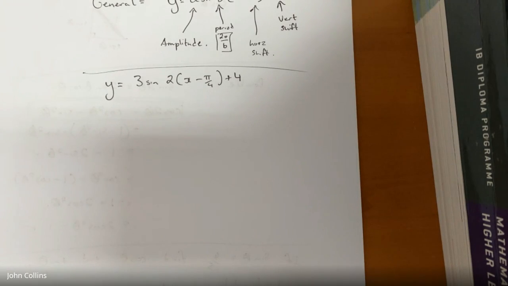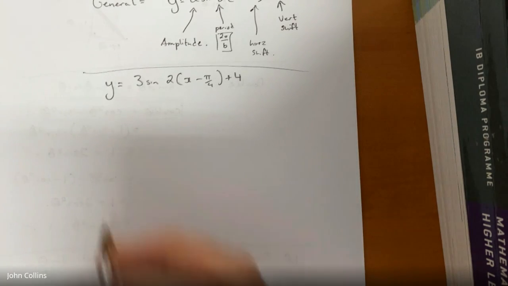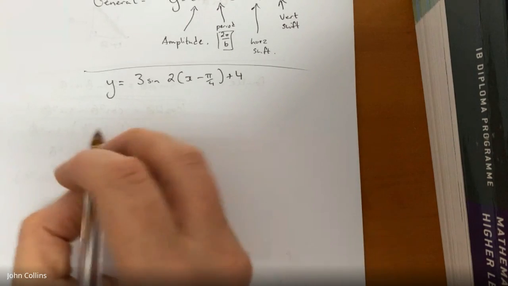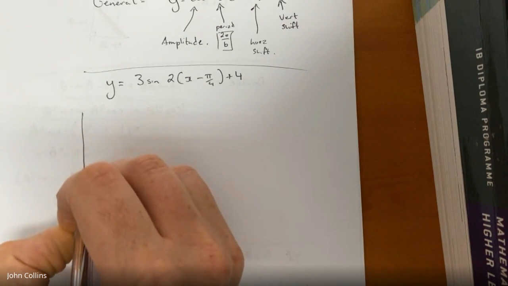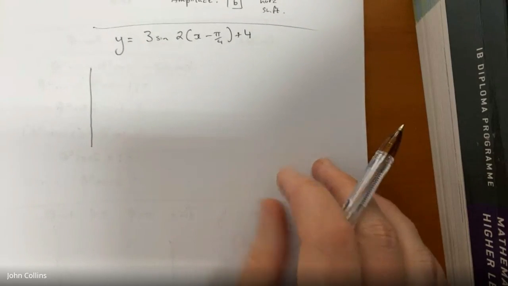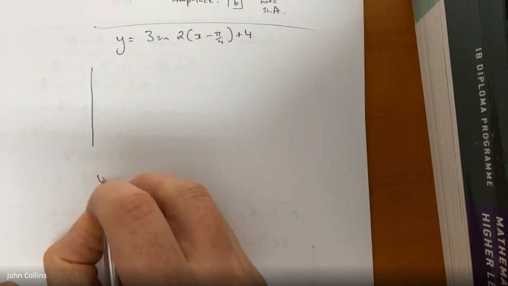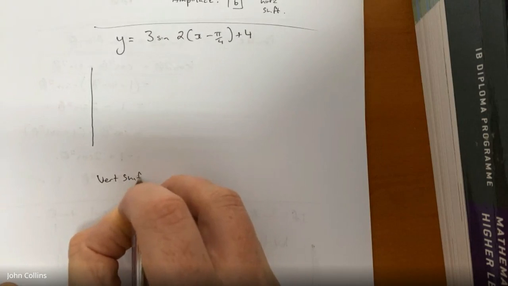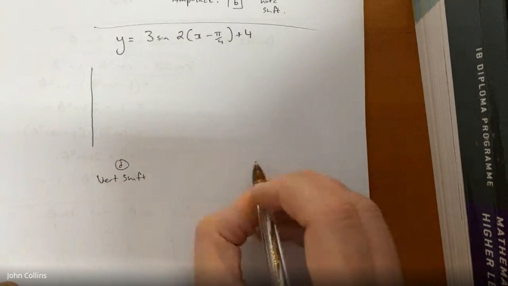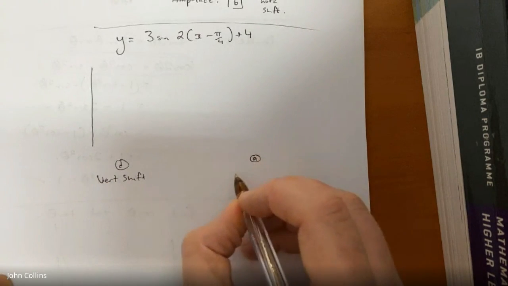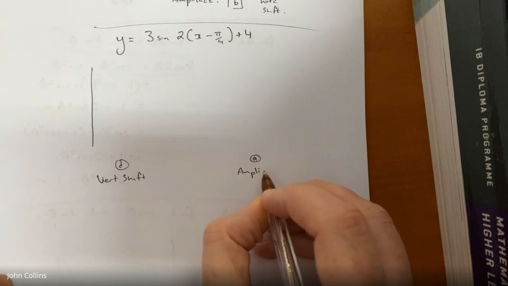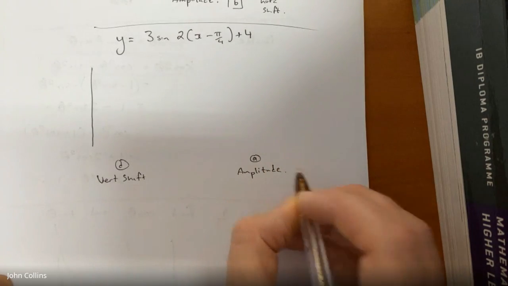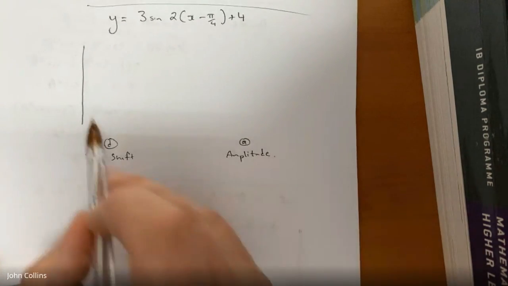I'd start with my boundaries. You can do it like you're doing, but if you just want to watch me do it, that's fine. First, I mightn't even draw my x and y axis. First thing, I would look at the vertical shift, which is D, and alongside it, I'm going to look at A, the amplitude. I'm going to get those figures so I can draw my y-axis scale.